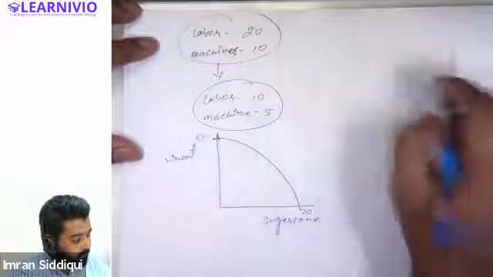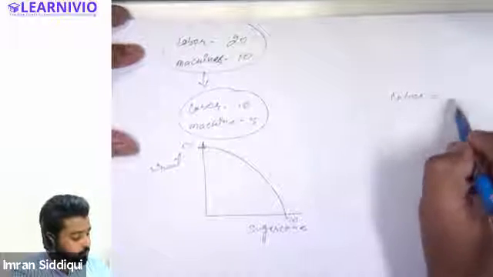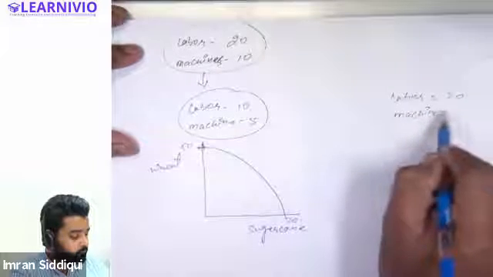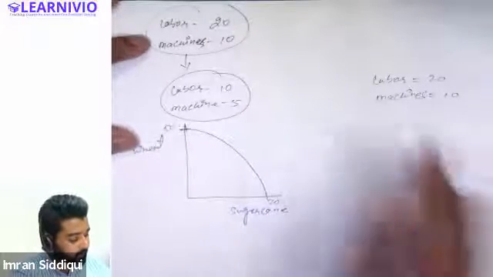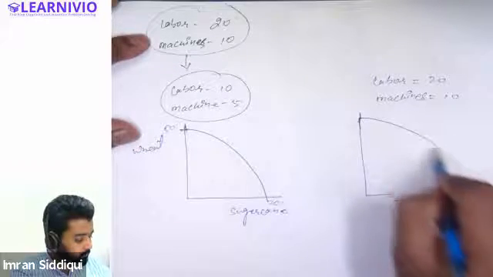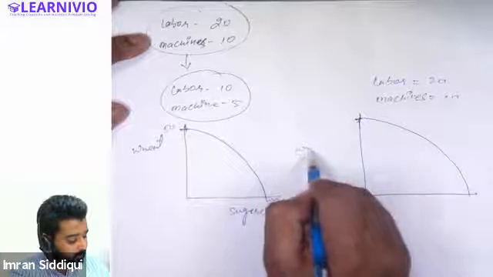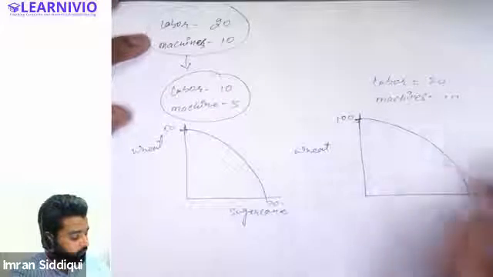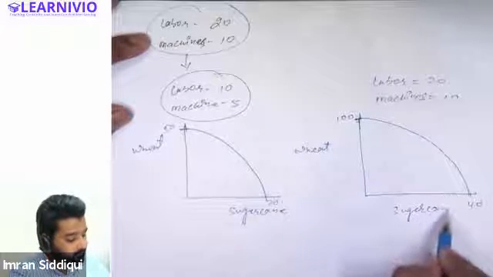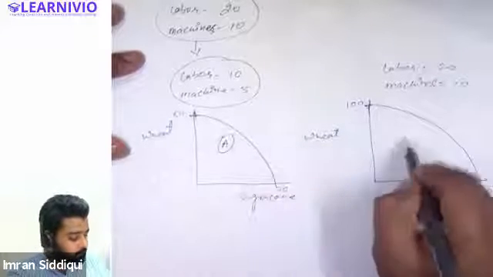Achha, now we are drawing one more production possibility curve where we have assumed that he is using all of his labor and he is using all of his machines. He has 10 machines, right? And he draws the production possibility curve something like this. This production possibility curve indicates that he will be able to produce 100 tons of wheat and 40 tons of sugarcane. Suppose we have named these production possibility curve A and production possibility curve B.